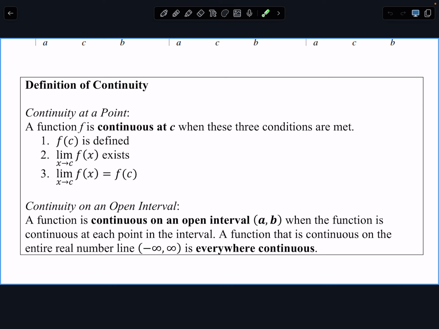So for continuity at a point, you can think of this almost like a checklist. A function will be continuous at an x value if the function is defined at that x value, if the limit as x approaches that x value exists, but also if the limit is equal to the function value, like the limit and the function value match. If any one of those criteria fail, then the function is not continuous at that point.